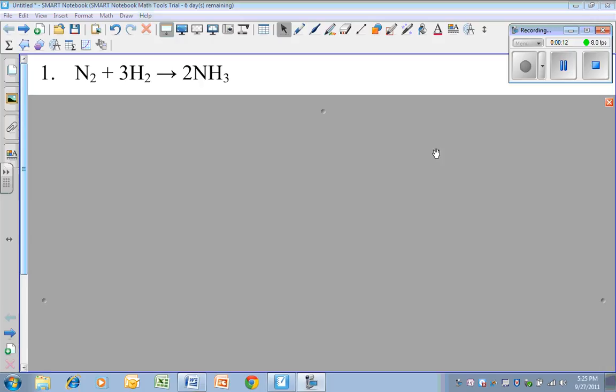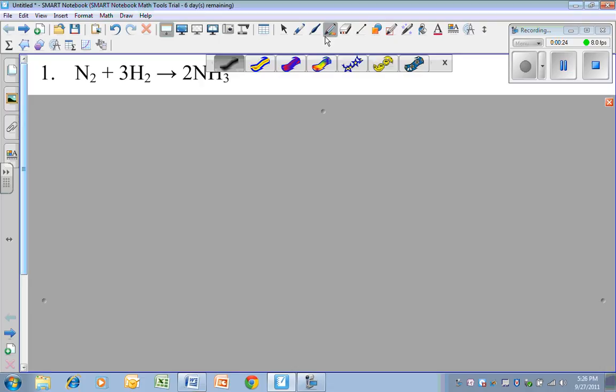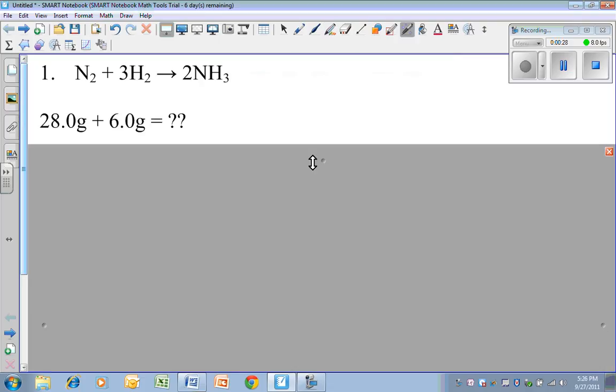So in the first one, we're given this information that we've got nitrogen gas plus hydrogen gas turns into ammonia. We've got a balanced equation here, and we're told that we have 28 grams of nitrogen and 6 grams of hydrogen. So the question is, how much of the ammonia do we end up making?